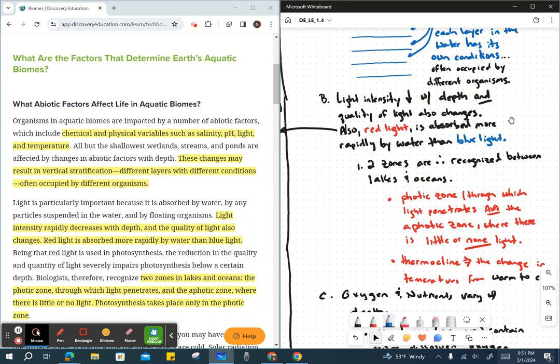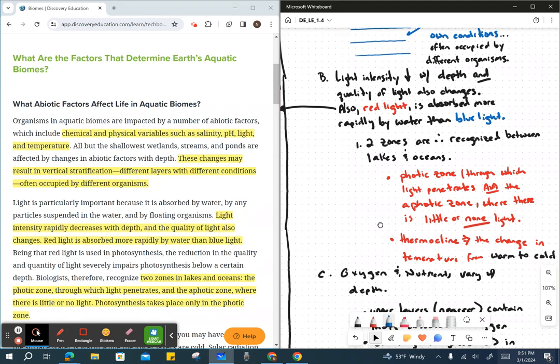I want you to think about that a little bit, because when you have aquariums, what color light do they usually have on the top? You're right if you said blue light, because that blue light is able to penetrate quite a bit deeper. Just trying to make some connections there for ourselves.